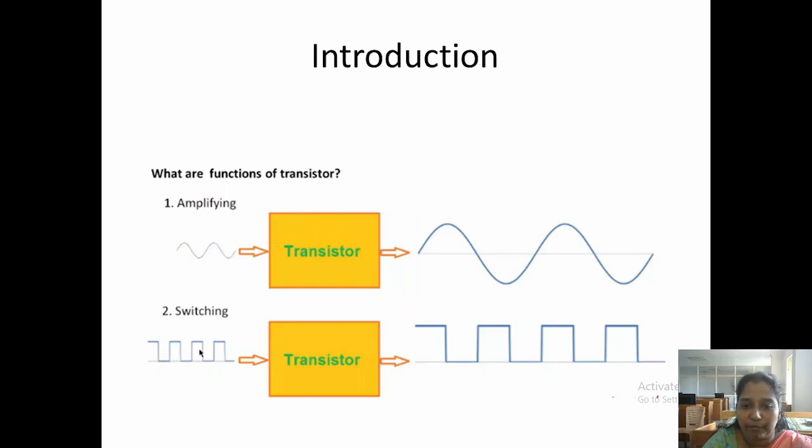First, to amplify a signal. A small signal can be amplified or strengthened using a transistor. In an amplifier we can use this transistor. Second, in switching, a transistor can act as a switch, on and off. In the higher position we call it on, or logic 1. In the lower position we call it off, logic 0. These are the areas where we can apply this transistor.